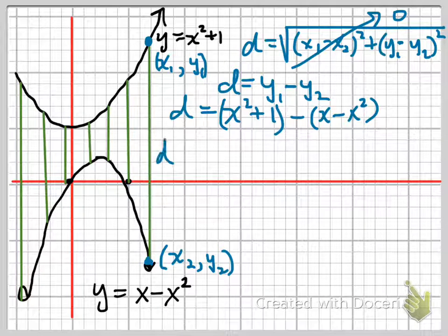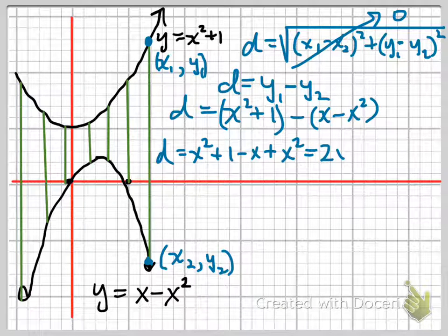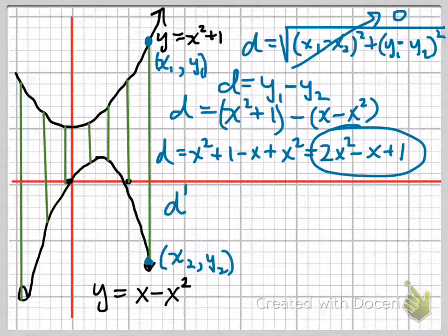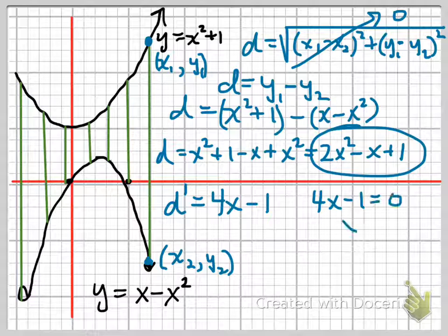And if we clean this up a little bit, we end up with a simplified equation, 2x squared minus x plus 1. So that function, 2x squared minus x plus 1, represents the vertical distance between those two graphs. And I want that vertical distance to be as small as possible. So I'm going to take the derivative of that and set it equal to 0. And when I set it equal to 0 and solve for x, I get x is equal to 1/4.